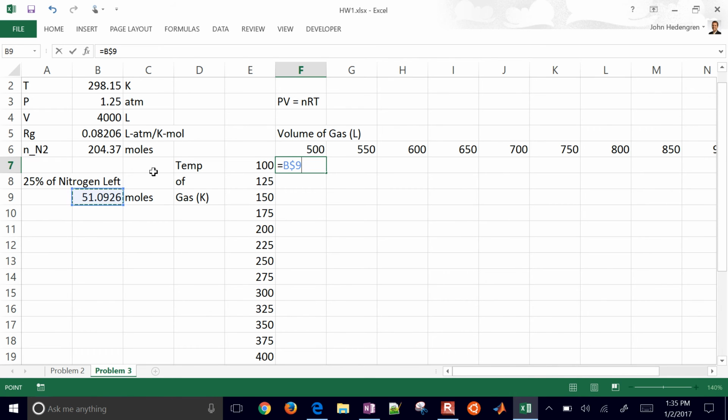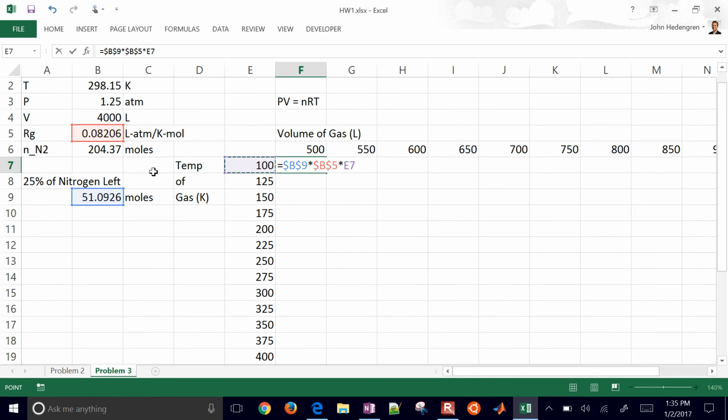If I keep hitting F4, it alternates between which one is fixed, and if you keep hitting it, you'll get back to B9 again. So I want the double dollar signs, so that one won't change. And then I'll multiply it by the R value. That's going to be a double dollar sign as well. And then multiply by T.